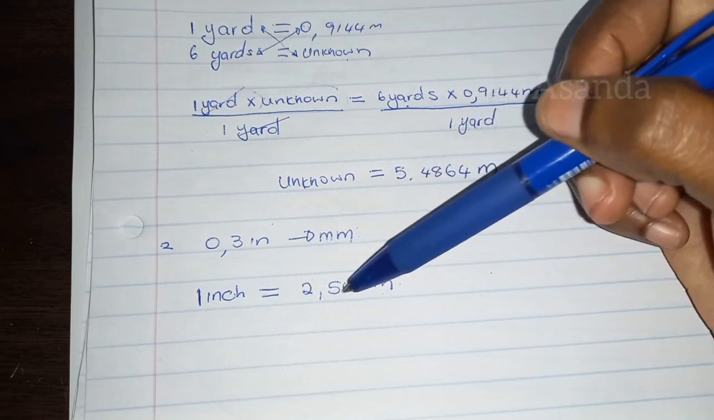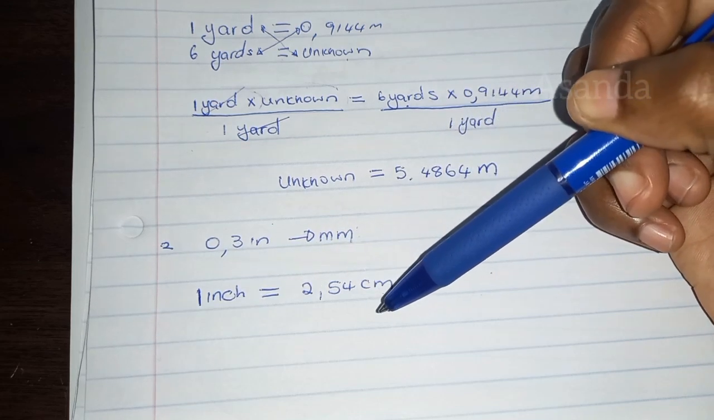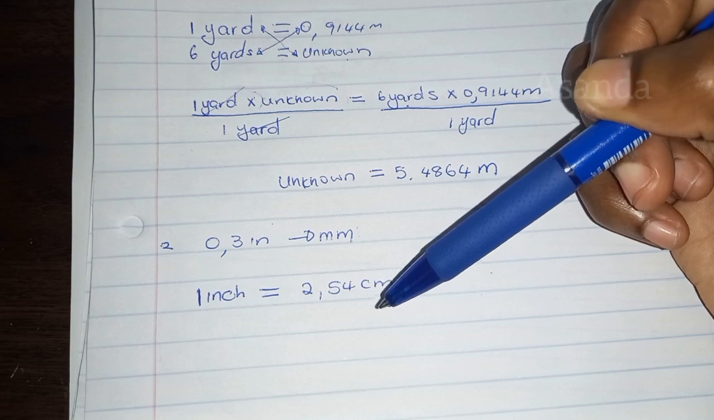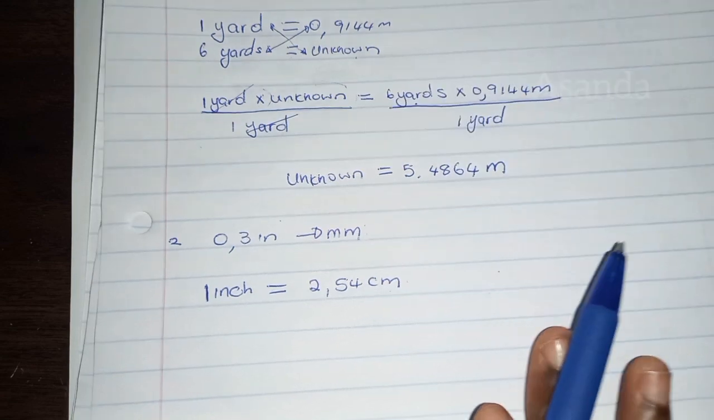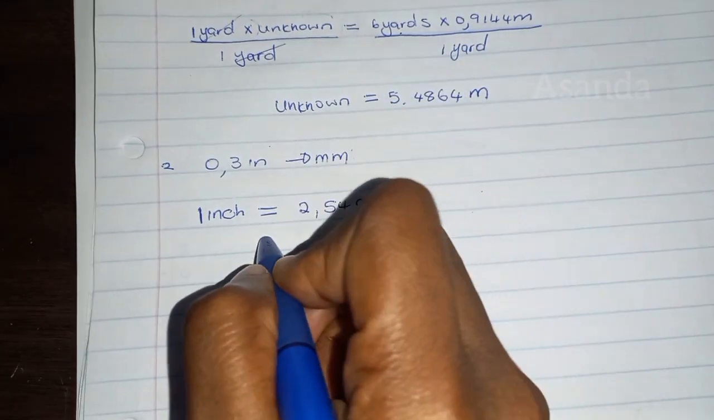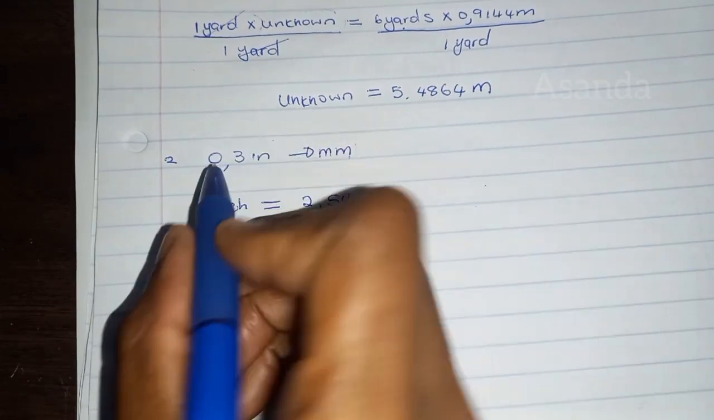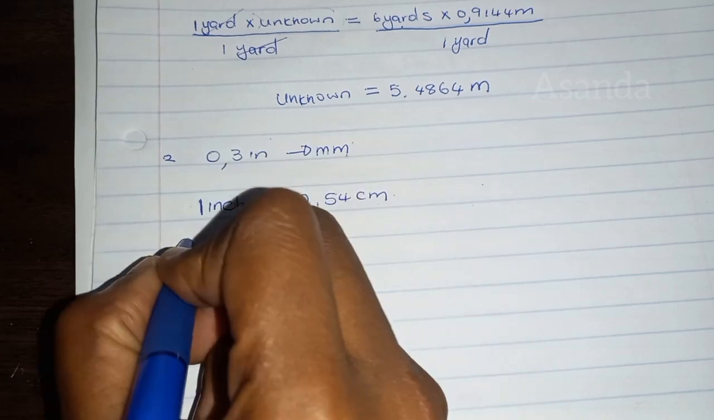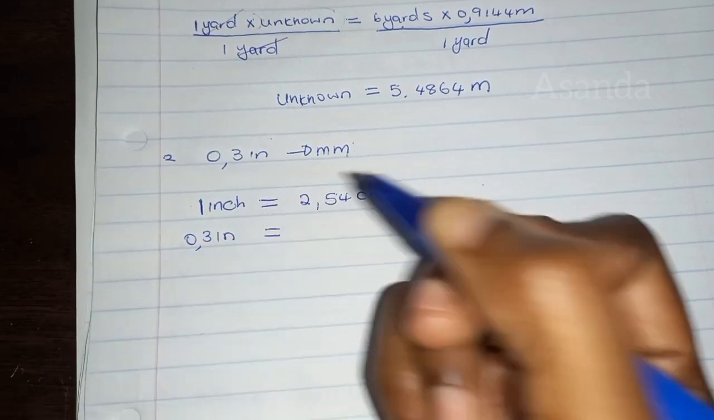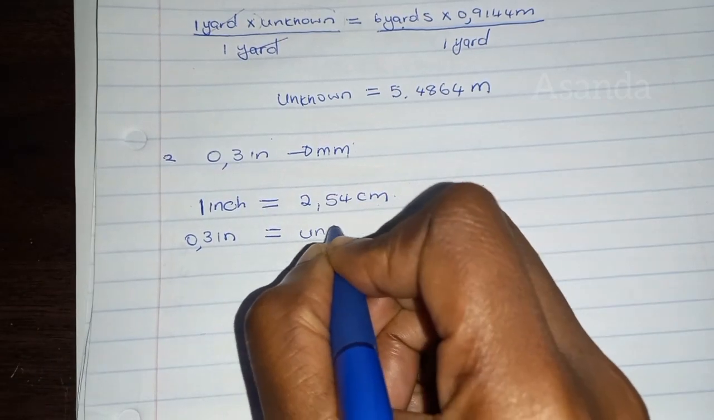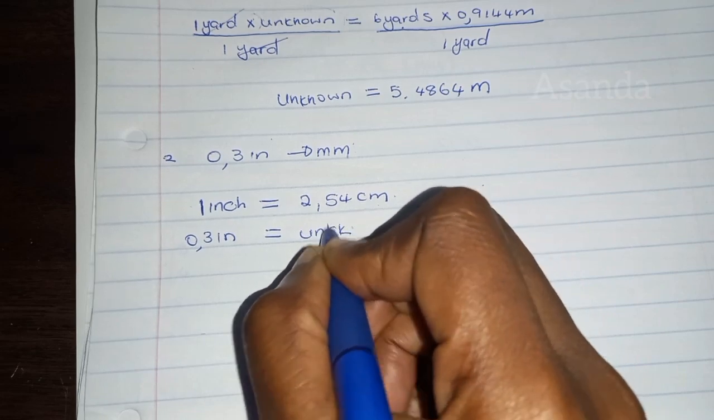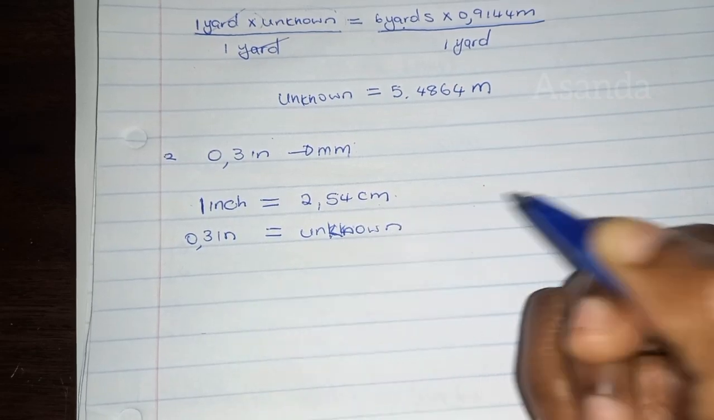So I'm just going to use what I have and get what I get, and then I will try and get to millimeters afterwards. So let's convert our 0.3 inches. I wrote inches this side, and therefore 0.3 will also be here because it's inches as well. And I do not know how many centimeters this is, so I'm going to say unknown, right?